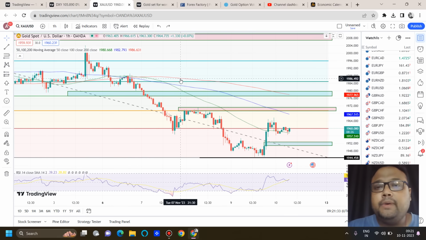No major levels, so be careful. The market has been choppy. Use a bigger stop loss. Tight stop losses of 10 to 15 pips will get hit easily. Be careful. Do not gamble.